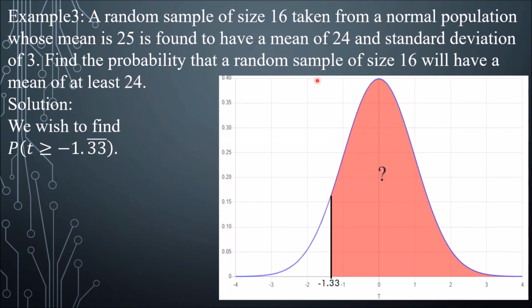Because we need to find the probability that a random sample of size 16 will have a mean of at least 24, we wish to find the probability that t is greater than or equal to negative 1.33. So in this graph, we need to find this shaded part, where t is greater than or equal to negative 1.33.